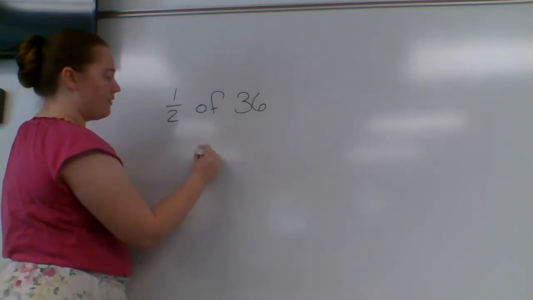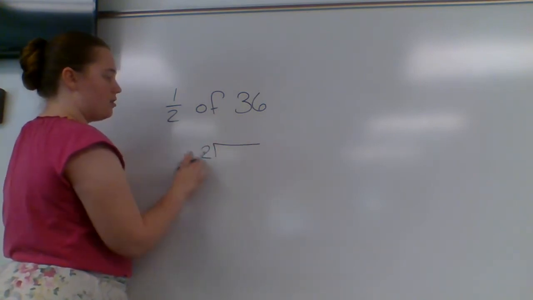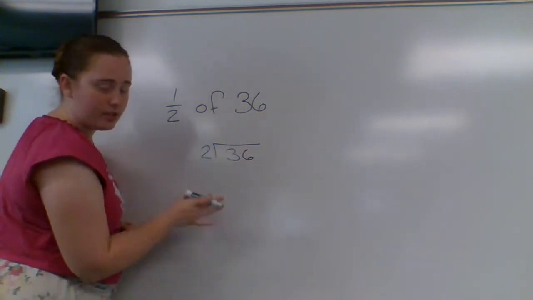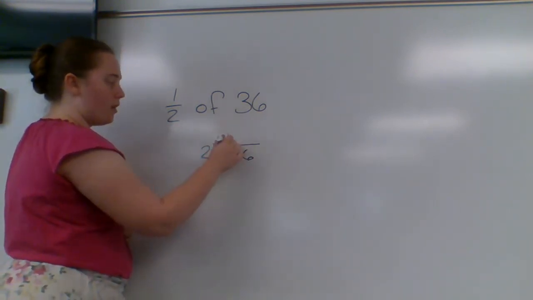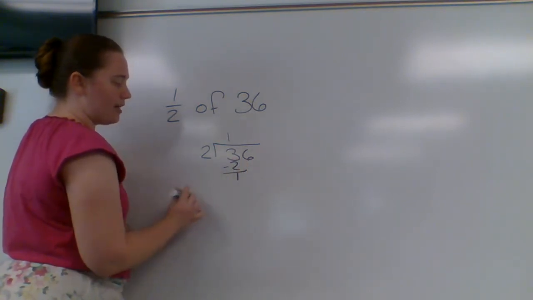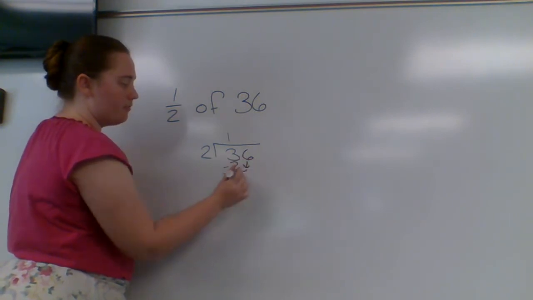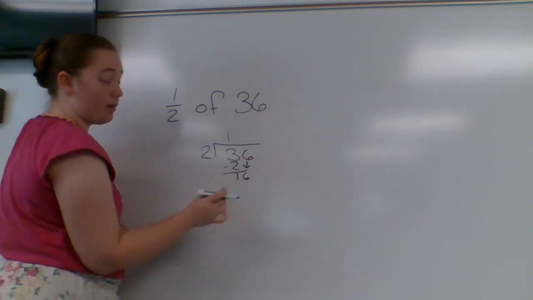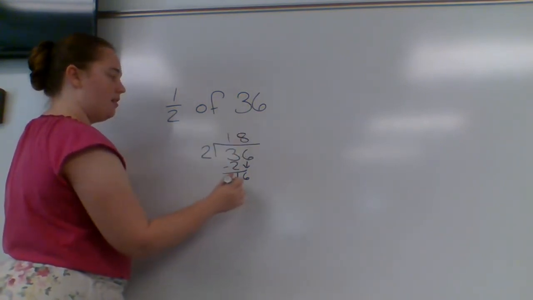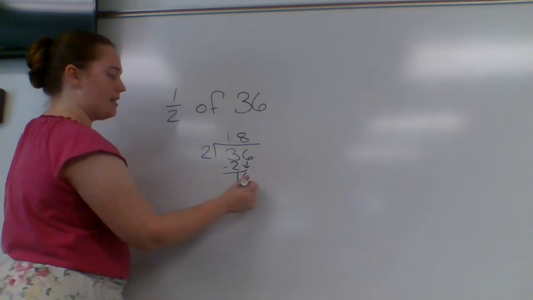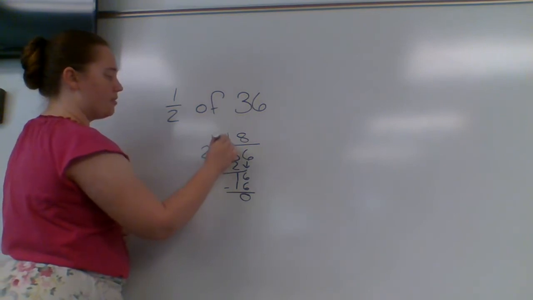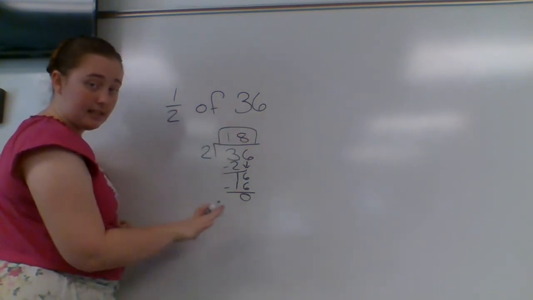So I'm going to take this 2 right here and divide it into this number right here, 36. Divide 2 into 36. 2 will go into 3 one time. 1 times 2 is 2. Subtract. 3 minus 2 is 1. 1 is smaller than 2. Bring down this 6, and 2 will go into 16 8 times. So 2 times 8 is 16, and 16 minus 16 is 0. So my answer for this one is 18.